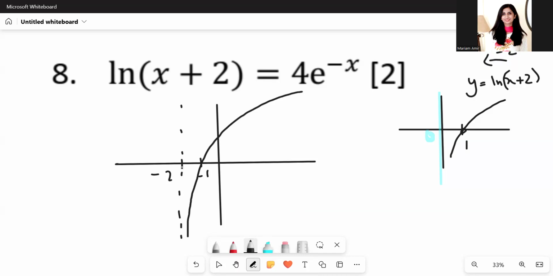Okay. In case they ask for the y-intercept as well, because this graph is cutting the y-axis, we would need to find that. For the y-intercept, we make x 0. So y equals ln of 0 plus 2. So that's ln 2. So you can mark ln 2 here.